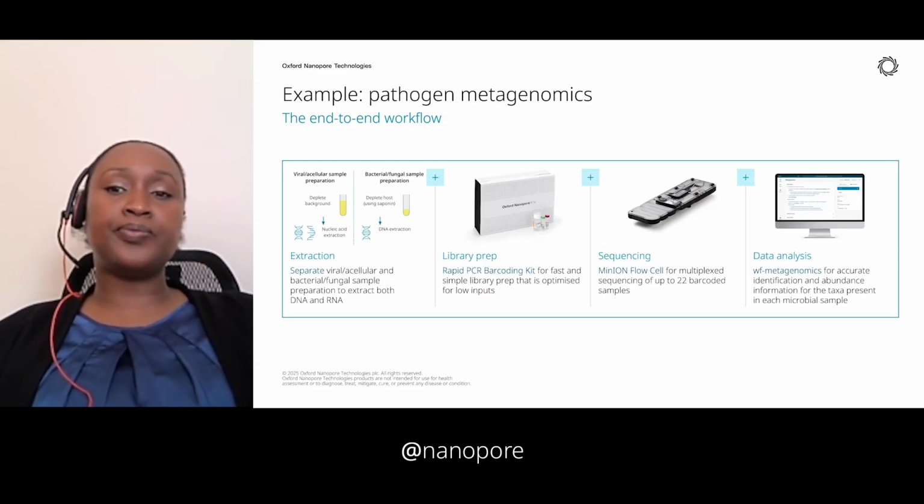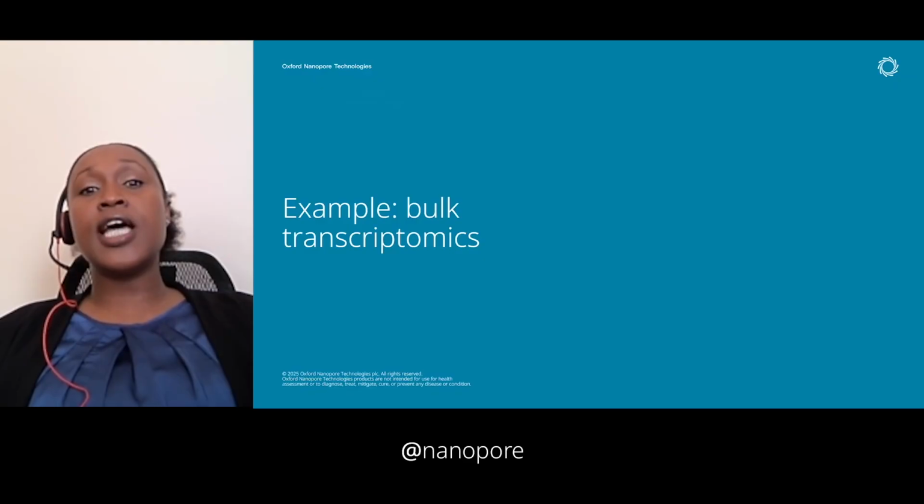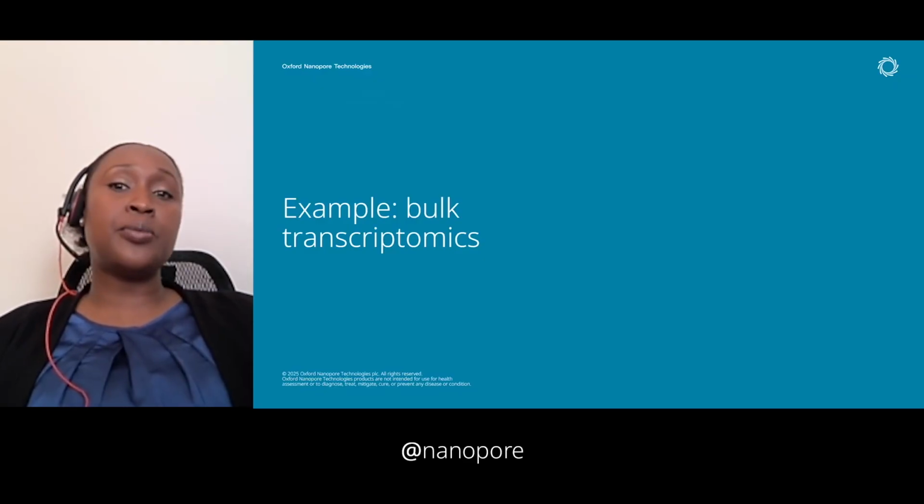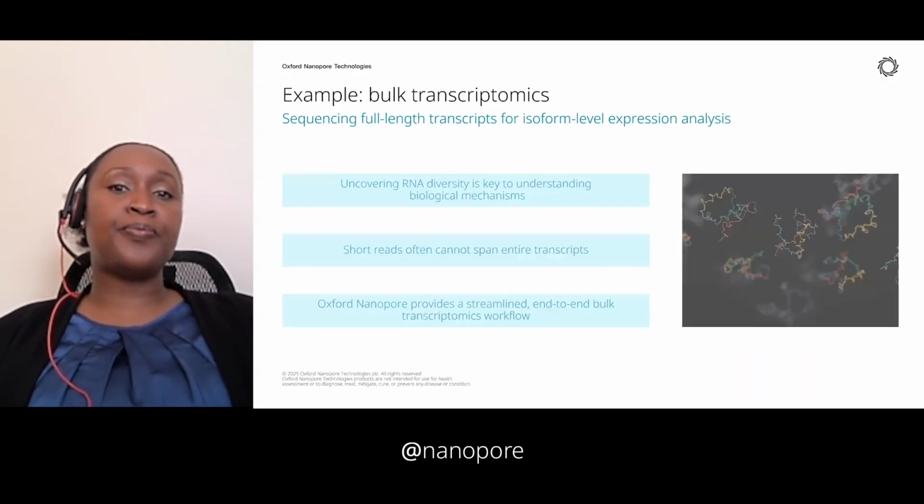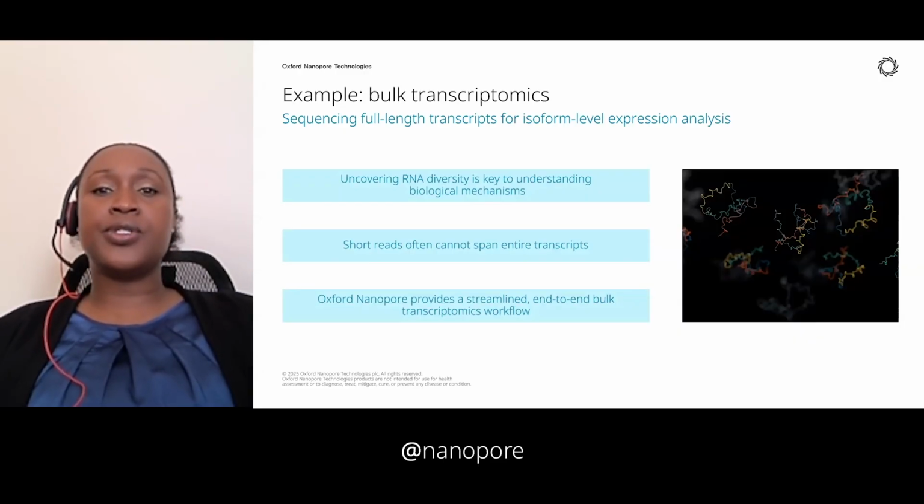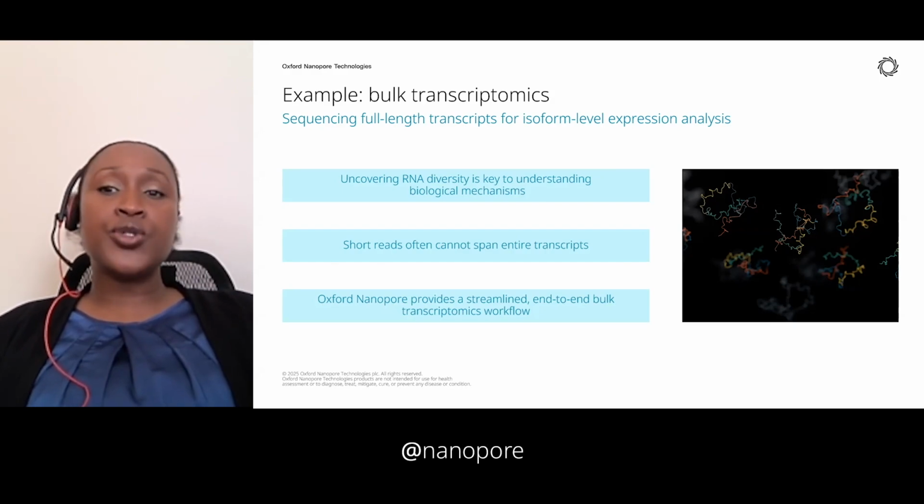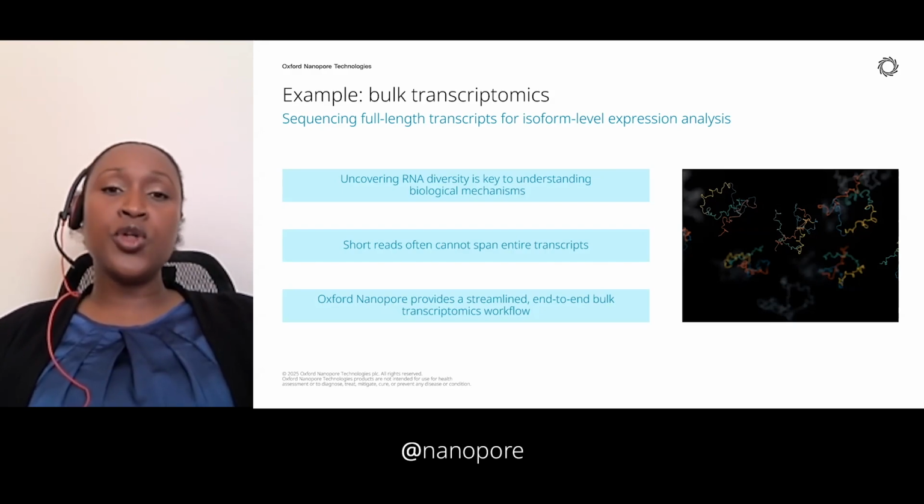Now let's take a look at the steps involved in a bulk transcriptomics experiment as a worked example of the Oxford Nanopore sequencing workflow. Uncovering RNA diversity is key to understanding biological mechanisms. Alternate transcript usage, for example, is a source of variation between normal and diseased tissues.